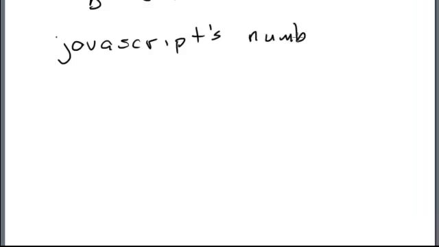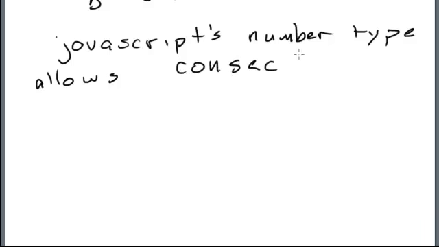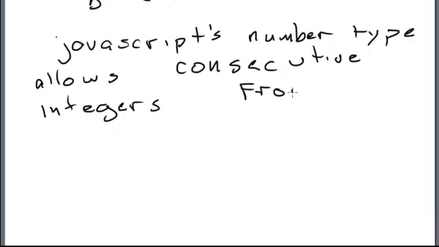Okay, so JavaScript's number type allows consecutive integers from -2 to the 53rd power to 2 to the 53. These are the bounds, and we talked about this last time.